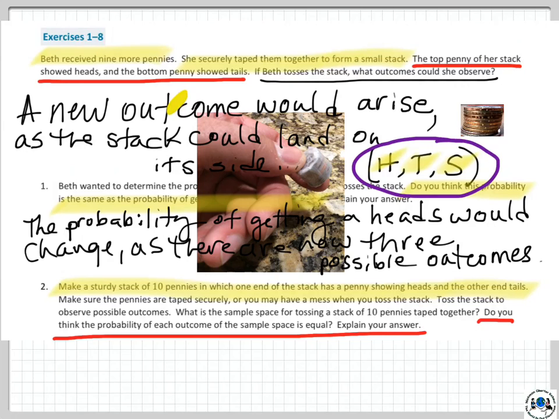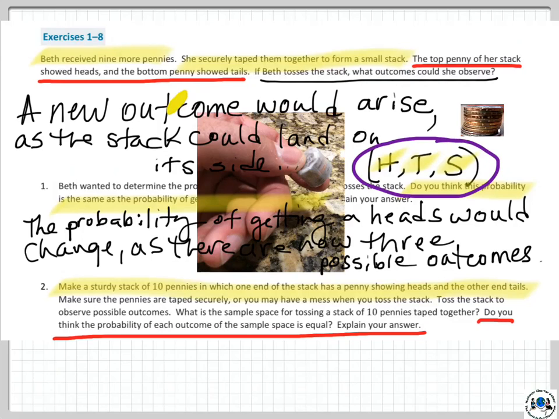Okay, so here's what I thought. Here's my stack of pennies, as you can see right there, my stack of 10 pennies. It's showing heads on top. I don't know if you can actually see that, but the tails is showing on the bottom. Again, like I said, I had a lot of fun.